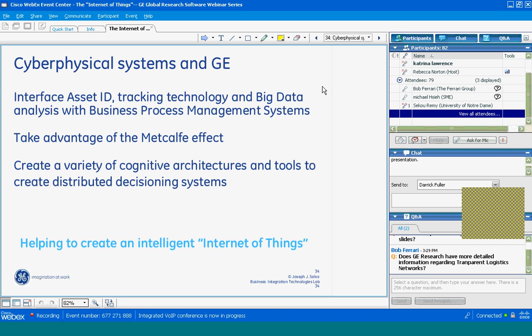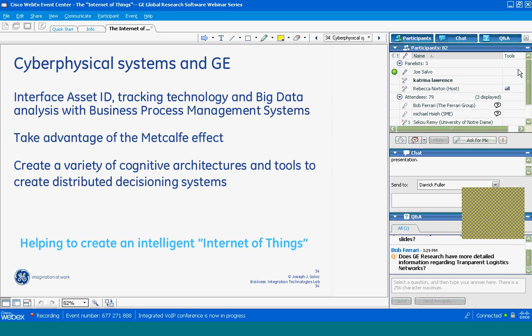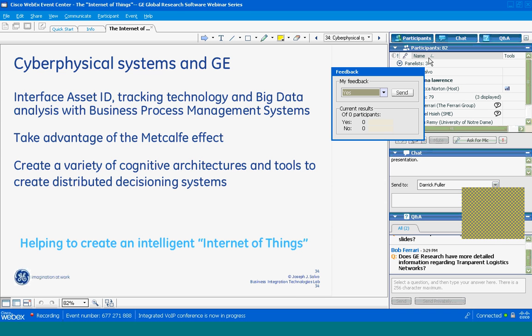It will be composed of an asset ID component, a tracking technology component, a data analysis component, and a business process management component. We will try to take advantage of the Metcalfe effect, this value effect of increasing network size. And I believe build new types of tools that can create the type of distributed decision system they're going to demand by people's needs, and we are going to wind up building very, very intelligent systems.